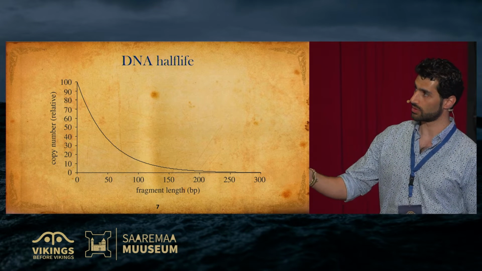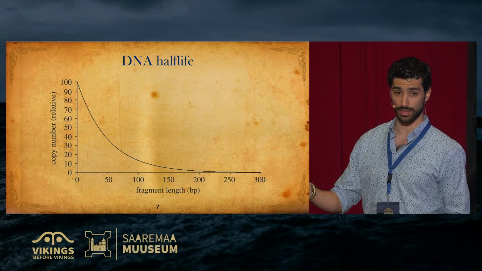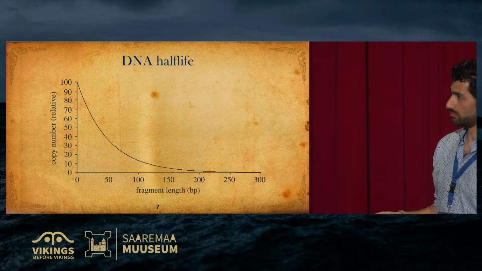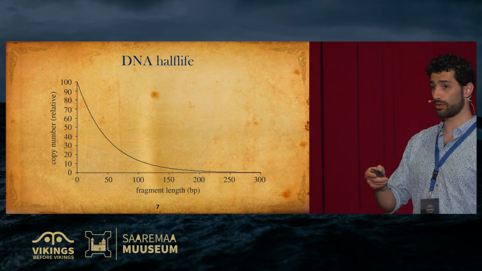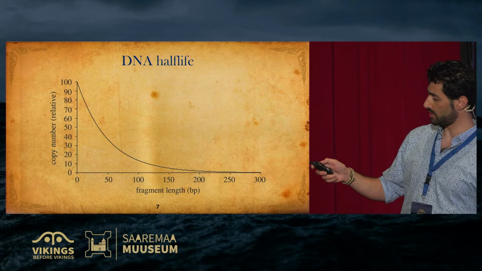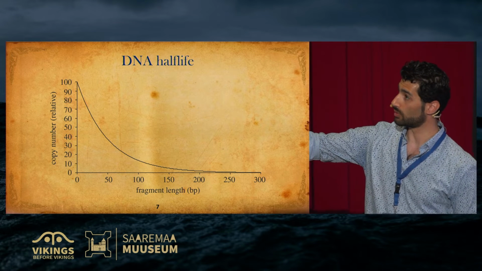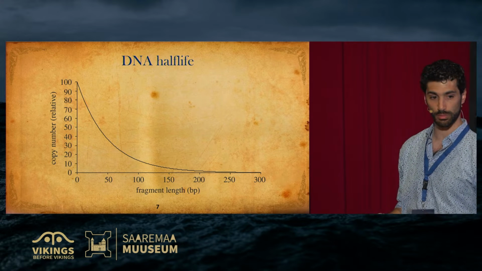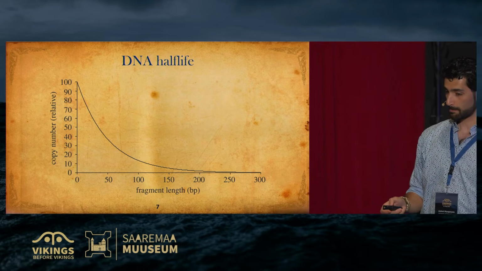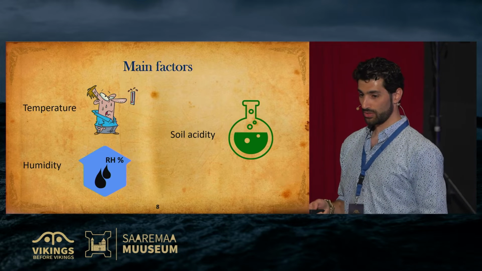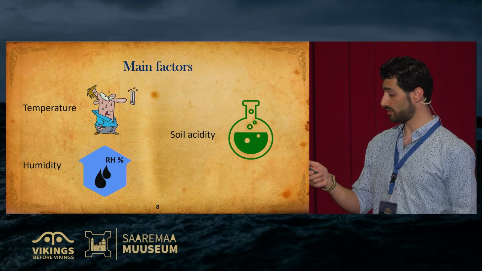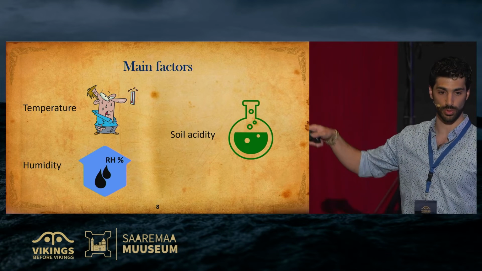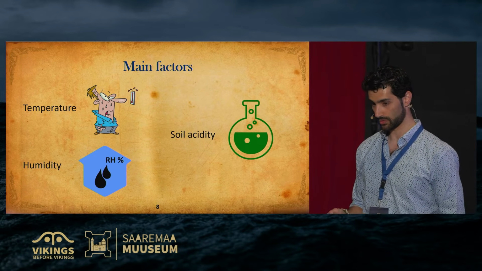As you can see, after a certain amount of time, the bulk majority of the DNA fragments is in the shorter range, less than 50, and the longer ones are essentially gone. The further back we go in time, the sharper this profile becomes and the shorter the fragments, let's say if we go to the Paleolithic or Mesolithic. Here I just show the major factors affecting this. The higher you have these factors, temperature, humidity, soil acidity, the faster the fragmentation and decay will happen.